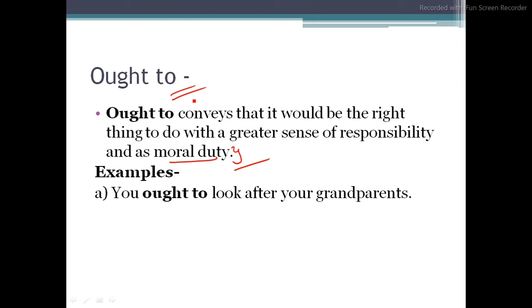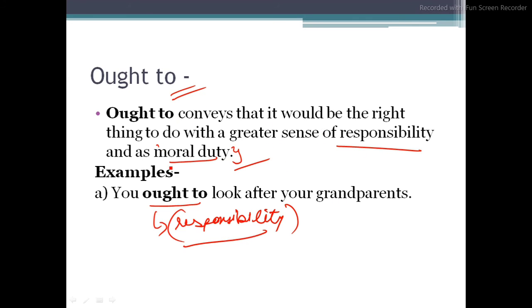You ought to plant trees every year. Okay, means this is just your responsibility or your moral duty. It's not a rule, neither is it a compulsion. You ought to look after your grandparents. The example is out here. This is your responsibility. This is not a rule. This is your moral sense of duty. You ought to keep your surroundings clean. Again, this is a responsibility, your moral duty. This is not a compulsion. So ought to, remember, is used for a responsibility or for a moral duty. That's it. Nothing else.